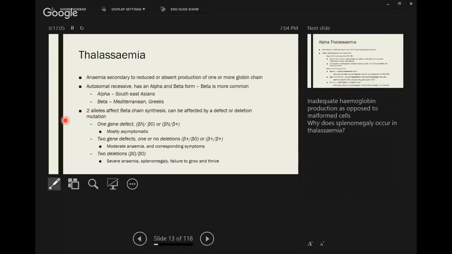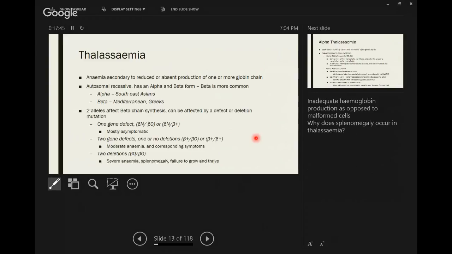And the Monash exam question on thalassaemia will always mention they come from a Mediterranean background. So 2 alleles affect beta chain synthesis, and they can be affected by a defect or a deletion mutation. So with 1 gene defect, 1 beta gene is normal and 1 beta gene is mutated or deleted. It's mostly asymptomatic. It occasionally is an incidental finding with a little bit of anemia.